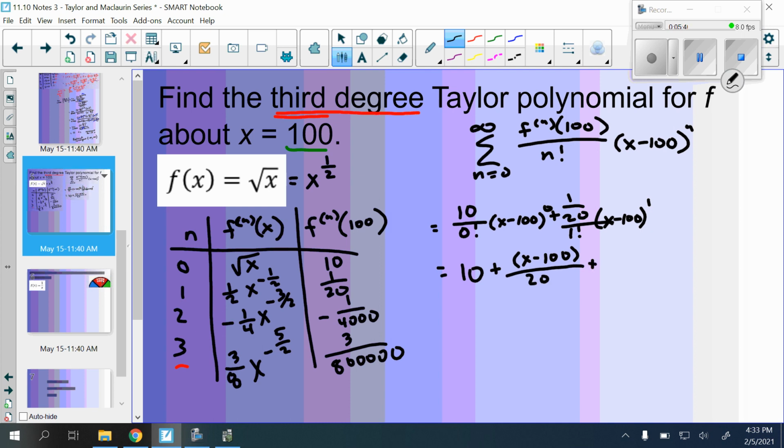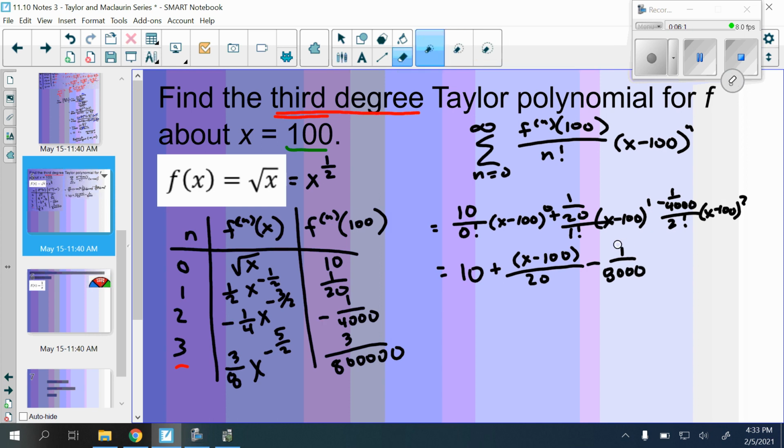All right, let's get our second degree one here. So that would be negative 1 over 4,000 over 2 factorial, x minus 100 squared. So 2 factorial is 2, and then if we multiply by the reciprocal, this is going to actually end up being negative 1 over 8,000 then. And I'm just going to put our polynomial on the top here, so this would be x minus 100 squared.